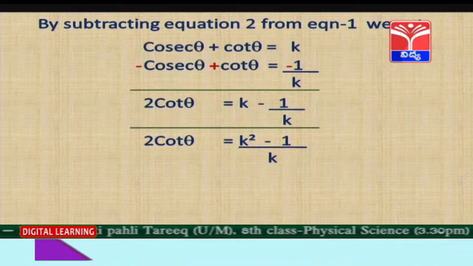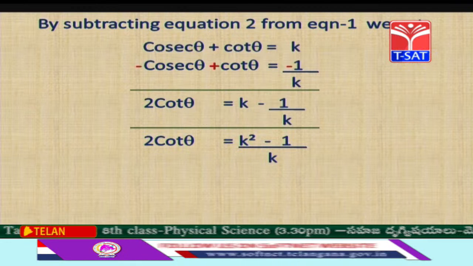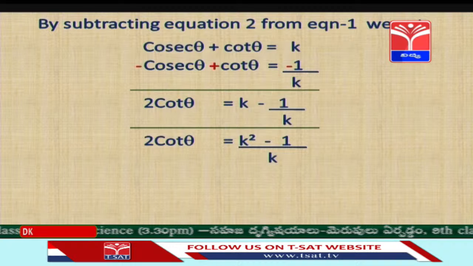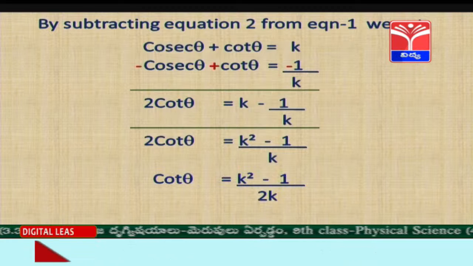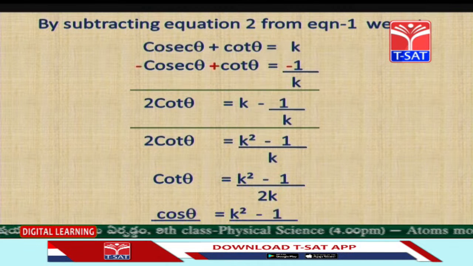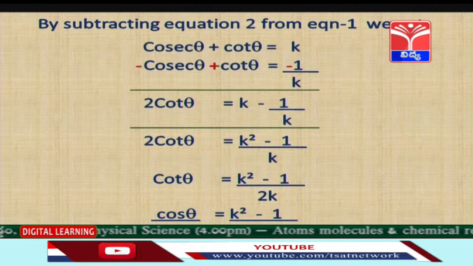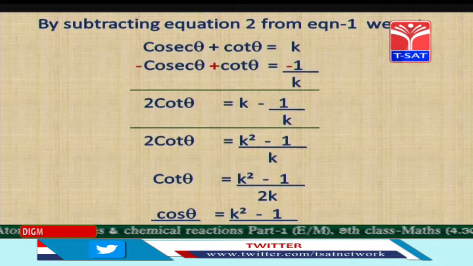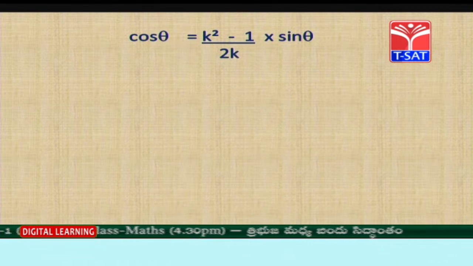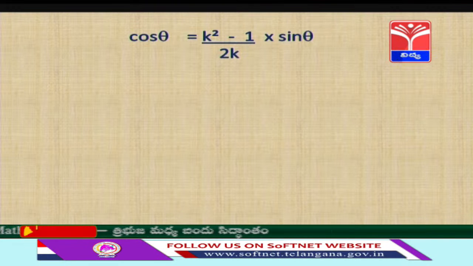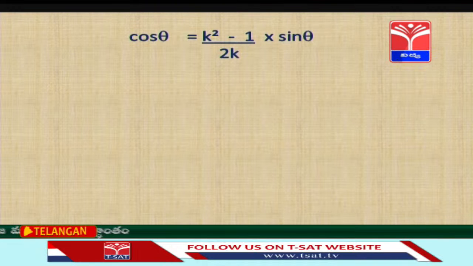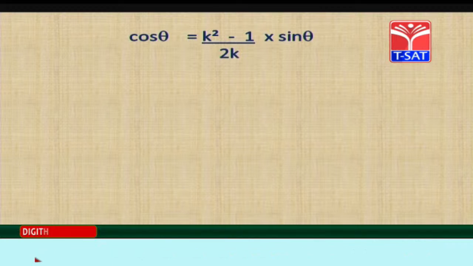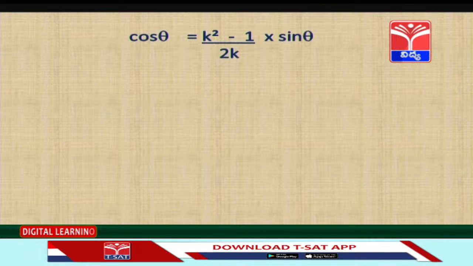After LCM, 2 cot theta is equal to (k square minus 1) by k, so cot theta is equal to (k square minus 1) by 2k. But cot theta means what? Cos by sine, is it right? So, cos theta by sin theta, I am getting (k square minus 1) by 2k. Now, I will be continuing. So, what I can say now, cos theta is equal to (k square minus 1) by 2k into sin theta. But in the earlier equation 3, sin theta has some value, so I will substitute that value here now.